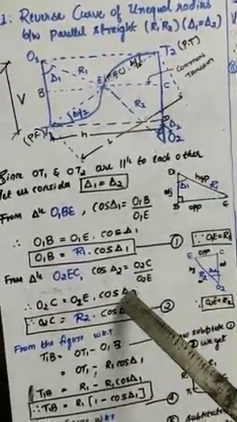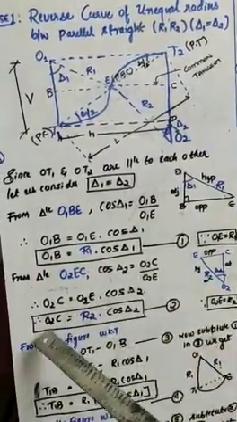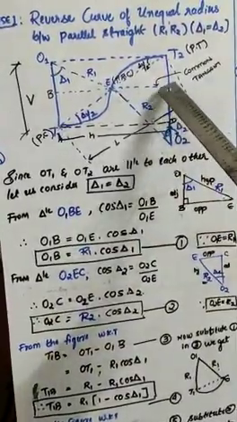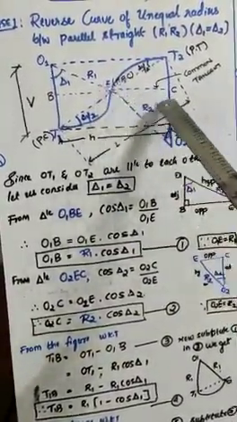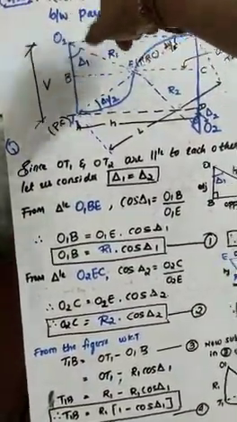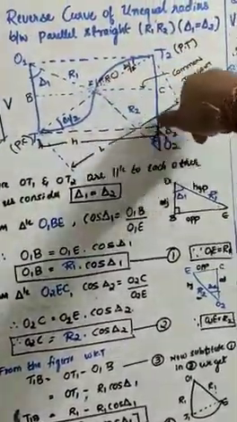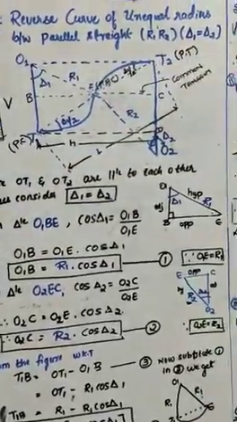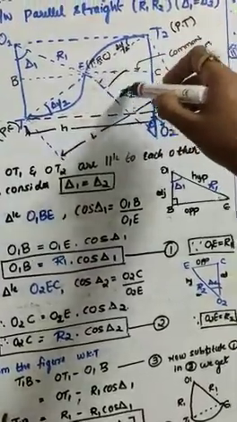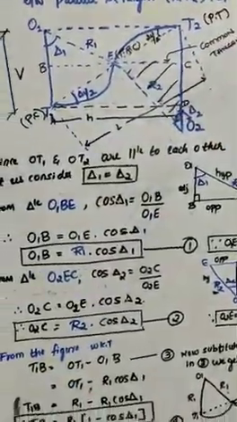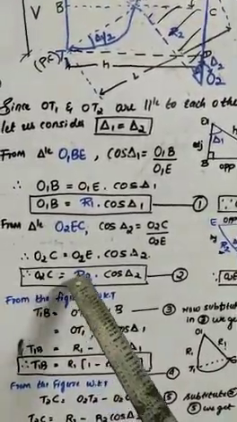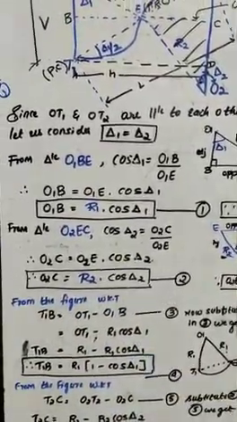In the similar way, you should find the expression for O2C for the triangle O2EC. See, this triangle you have found out. Now in the similar way, this triangle you need to find out. Okay, this portion you are going to find out. In that you are going to find out what is O2C, that is R2 into cos delta 2.